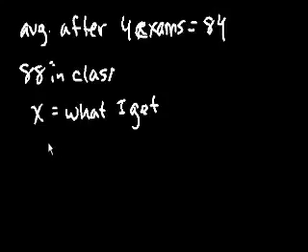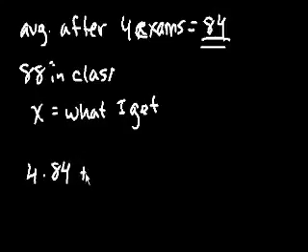So now what we can say is that the first four exams, I could either list out the first four exams that I took, or I already know what the average is. So I know the sum of the first four exams is going to be 4 times 84. And now I want to add what I get on the fifth exam, x, and now I'm going to divide that by all 5 exams.